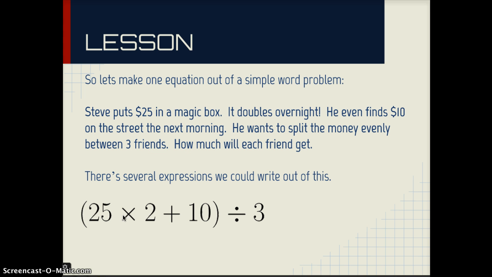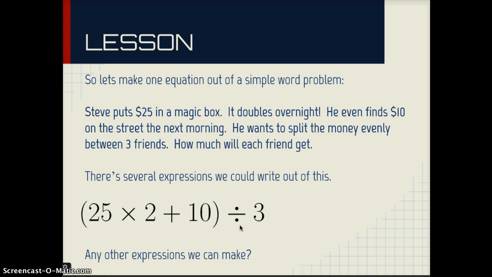Okay, so I did 25 times 2 plus 10. Now the reason I put parentheses here is because I don't want to just say plus 10 divided by 3 without parentheses, because then I'm going to multiply 25 by 2 and then I'm going to do 10 divided by 3. I don't want to do that. I want to keep this result all together and then divide it by 3.